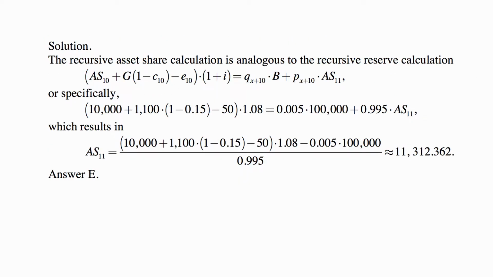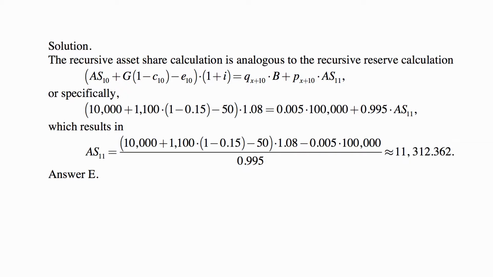The way I remember this is that the recursive asset share calculation is analogous to the recursive reserve calculation, but it's for the asset share, and we use the actual realized experience, expenses and mortality and so on, in this calculation. So the calculation is based on this idea that you have asset share at policy duration 10. The premium G comes in. You take out the expenses from it, and the rest is left in the policy.